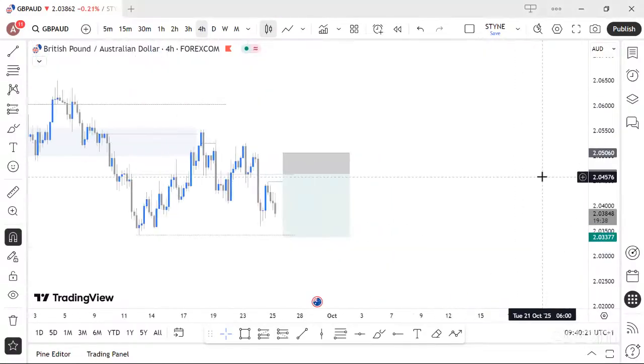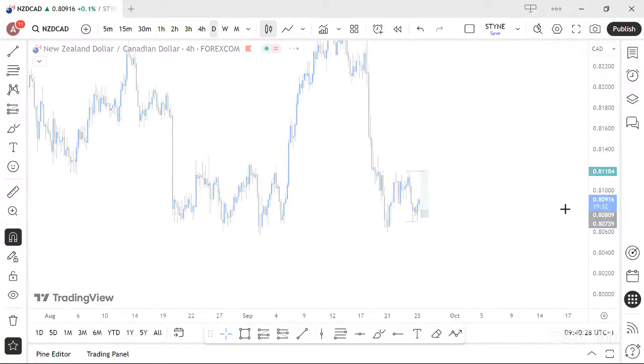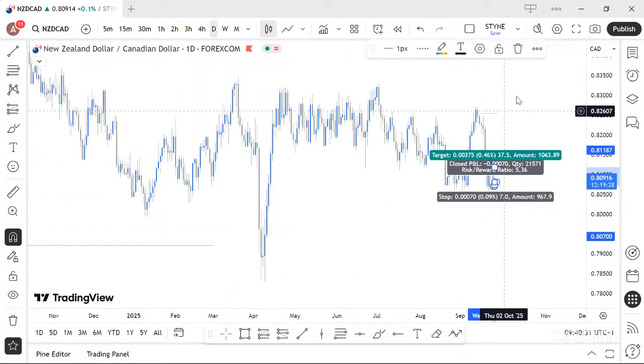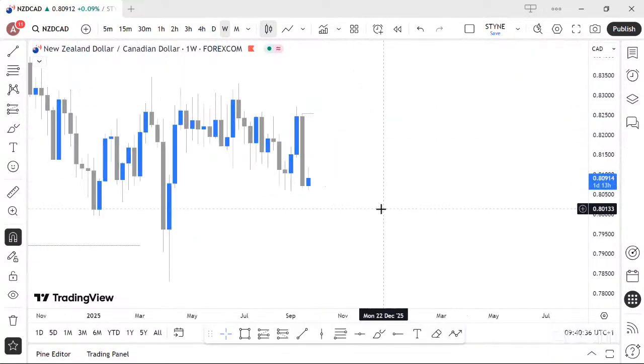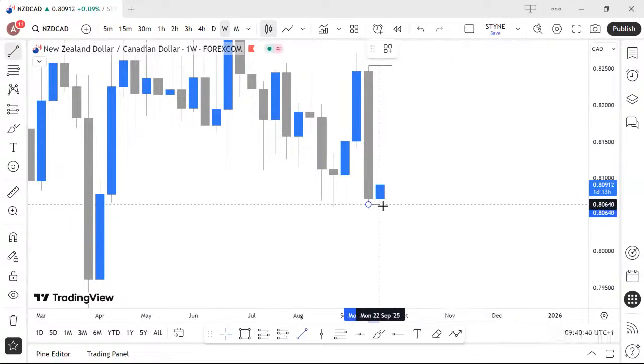And then what else? Do I have anything for us today? NZD CAD. What's happening for NZD CAD? This NZD CAD has been dropping. The only reason why I'm skeptical about this trade, let me show you. If I have a very bearish leg like this, I don't like to really jump into buys right away, but let me just break it down for you.